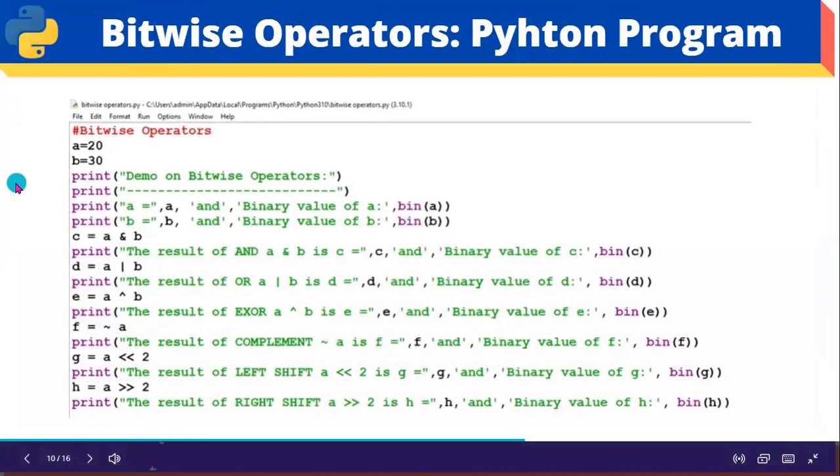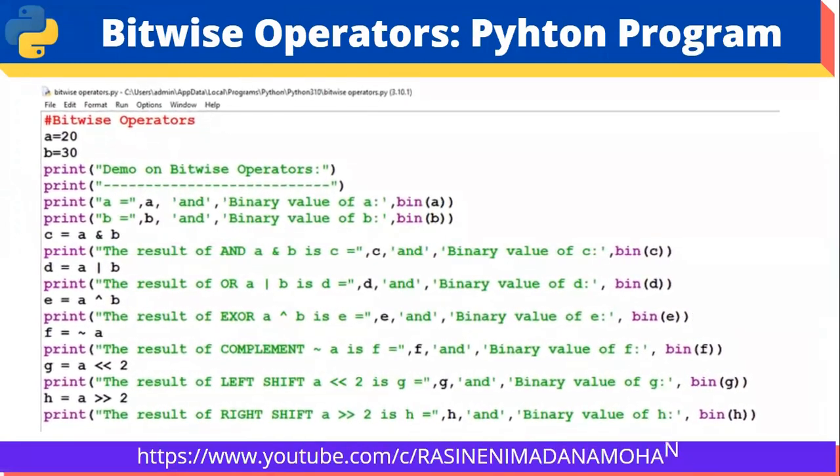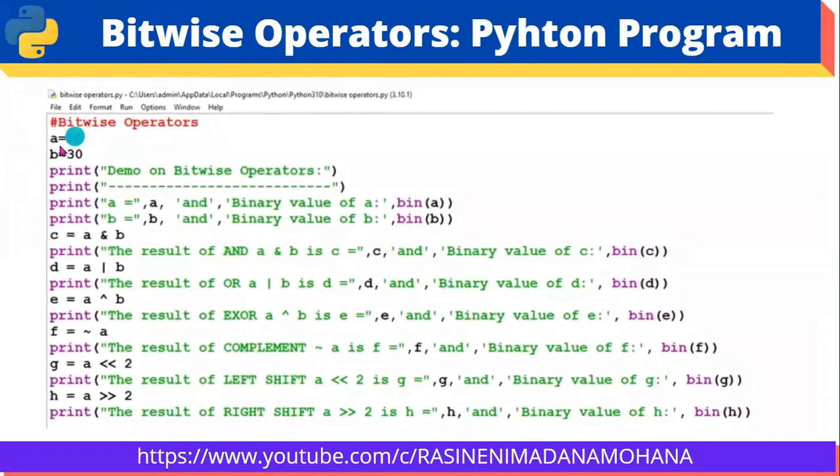Okay, now let us see the Python program for the same example. So here we have taken a equal to 20, b equal to 30. The first one prints the values as they are, a equal to a. Then to convert a into a binary value, you can use the function bin of the value, or directly the variable wherever the value is stored. So bin of a, now 20 is converted into binary. Now printing b directly and the binary value of b.